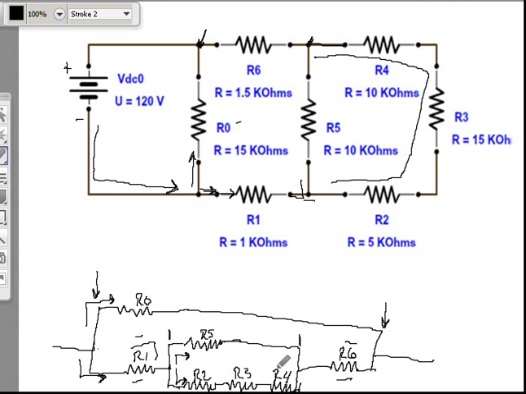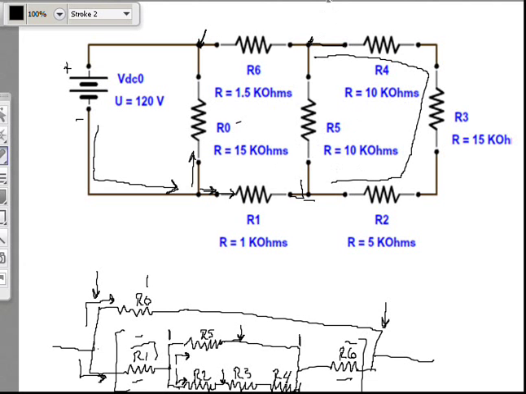So first thing I want to do is collapse this one to its equivalent, then take the set of series resistors here and collapse them down to a single value, so I can then collapse R0 and this mess down to its equivalent value. Once I do that, I can calculate my current and different voltage drops, and I can start expanding out to work across the circuit.